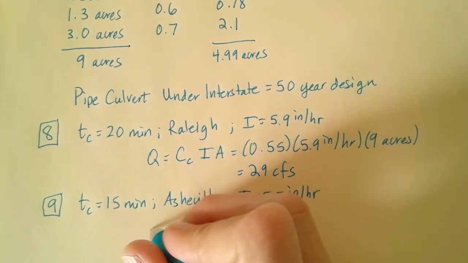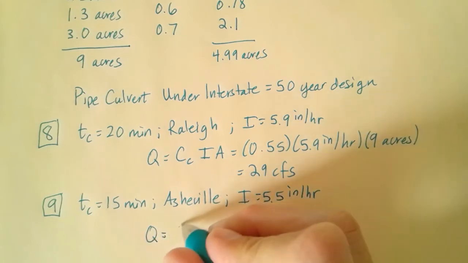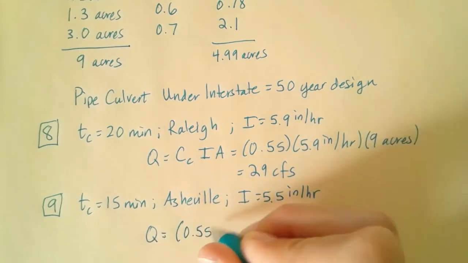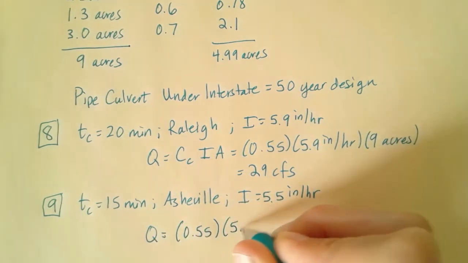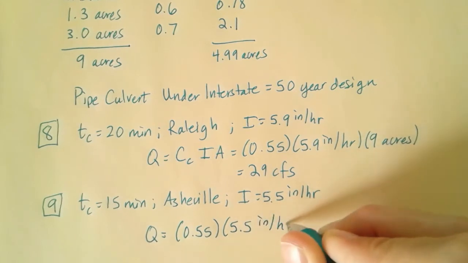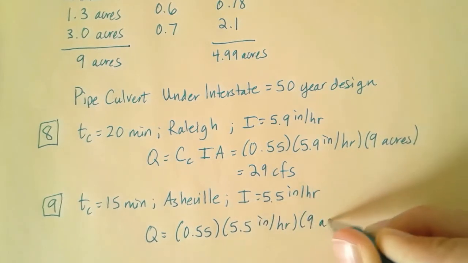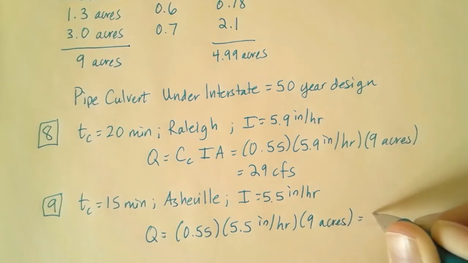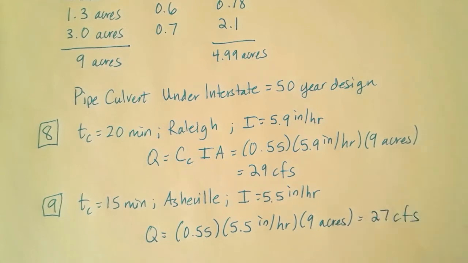So again, we'll follow that Q. 0.55, now this time 5.5 inches per hour, and then times the 9 acres. And so that gives me 27 cubic feet per second for Asheville with that time of concentration.